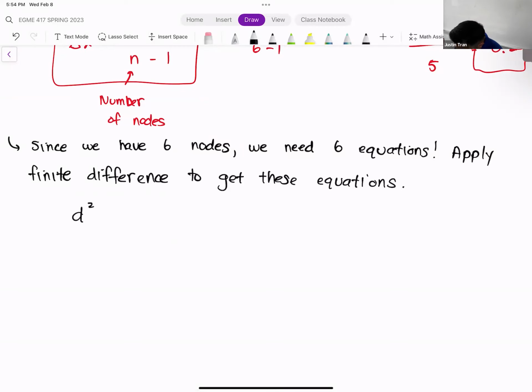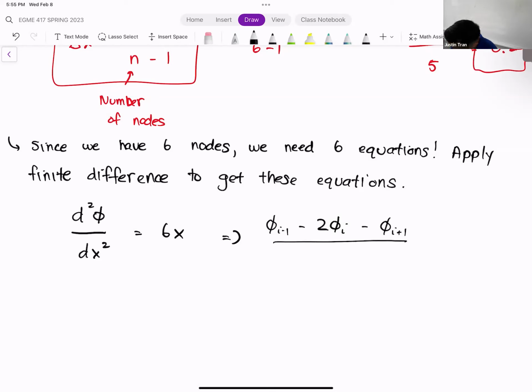All right, so let me go ahead and write our equation again. Our equation for this example problem is d squared phi dx squared is equal to 6x. Let me go ahead and apply finite differences to it, replacing the derivative with a finite difference. If we replace the second order derivative with a finite difference, then we get this equation right here.